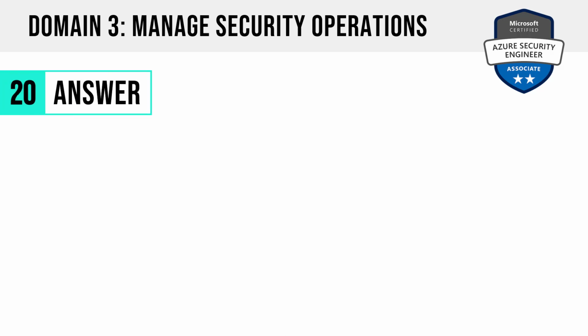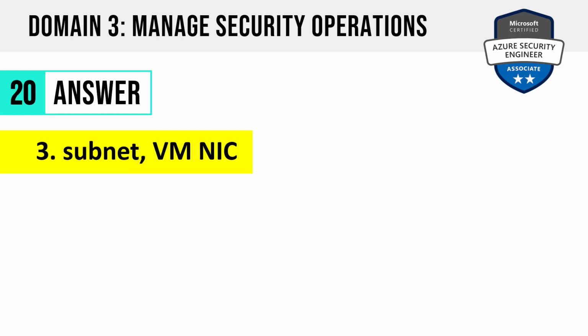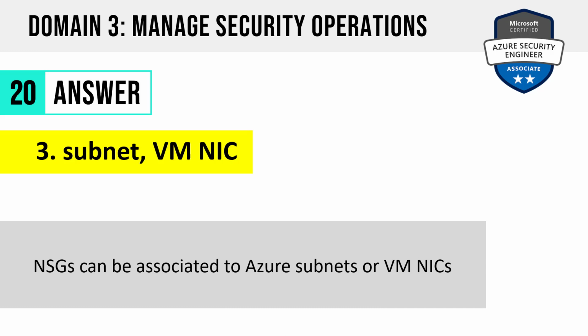And the answer is 3, the subnet or the virtual machine NIC. Those NSGs can be associated to the Azure subnet or to the NIC, or otherwise called the network adapter, on the VM itself.